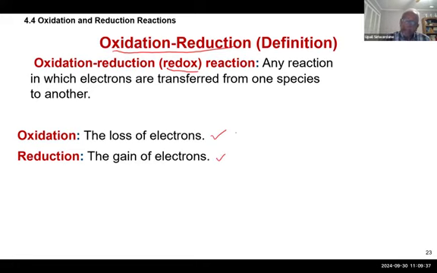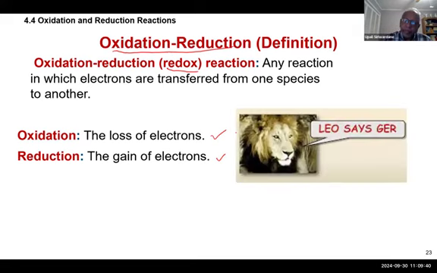How do you remember these two? LEO says GER. LEO means loss of electron is oxidation. GER means gain of electron is reduction. So normally a mnemonic helps you to remember. LEO says GER. LEO means loss of electron is oxidation. GER means gain of electron is reduction.